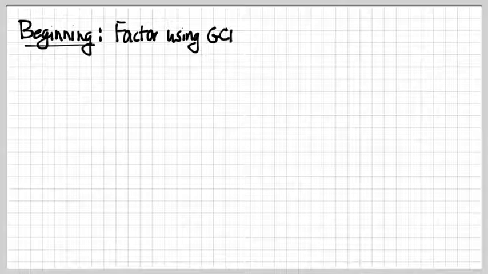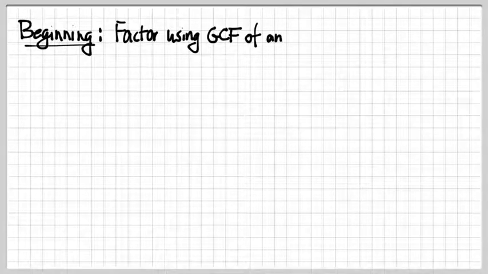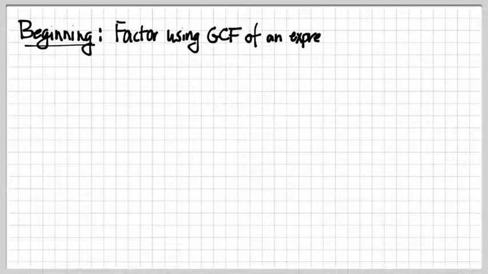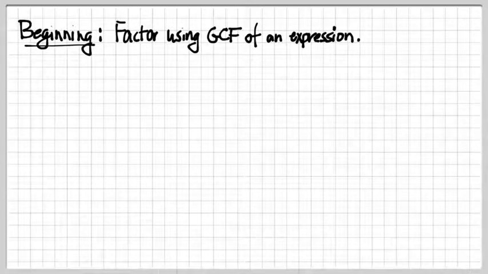involves us first just sort of wrestling with the idea of what factoring even is in the first place. And so the first factoring technique that we ever learned was how to factor something using greatest common factor. Factor using, and I'm just going to abbreviate it GCF, greatest common factor of an expression. So, a typical problem in this area might look like this.